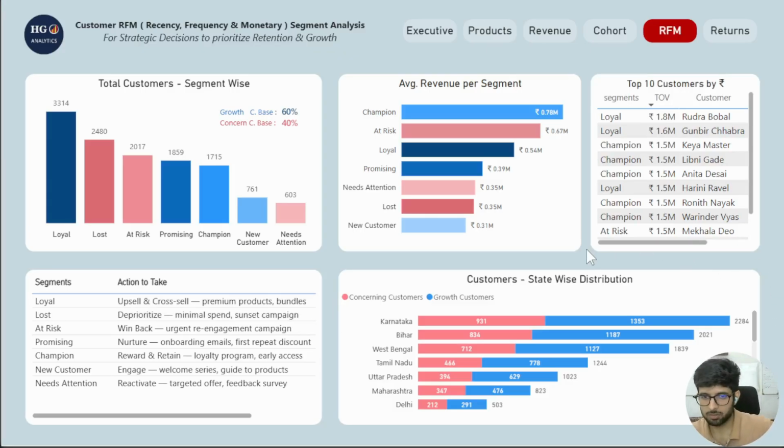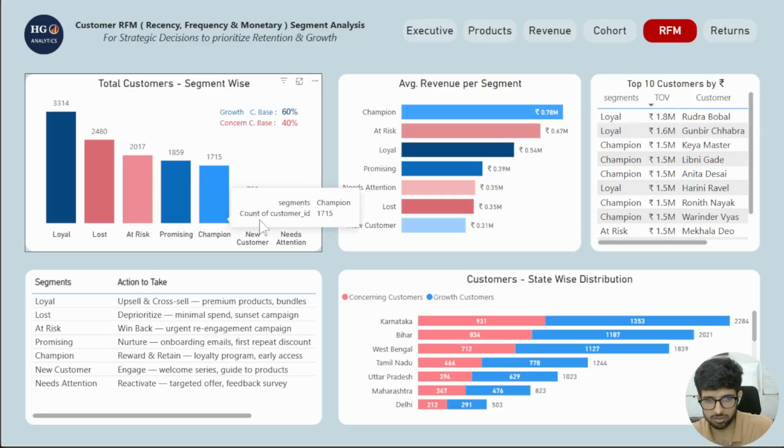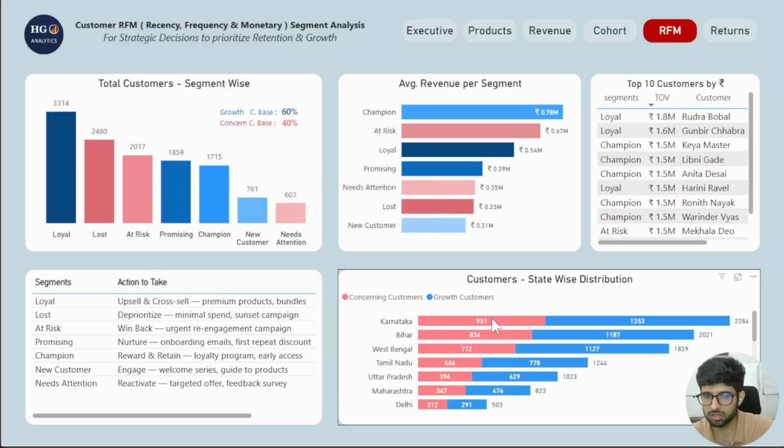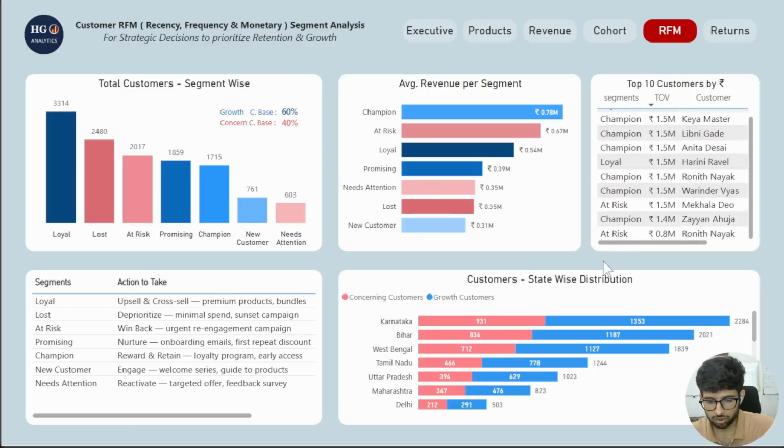Now let's talk about customer state-wise distribution. You can see Karnataka has the highest customers, while in Karnataka, 931 customers are growth customers and 1353 are concerning customers. Concerning customers again fall in these lost, at risk, needs attention. Okay, so 40% customers are concerning customers. So you can see Karnataka leads both growth and concern customers simultaneously, because obviously the largest market needs both the strongest retention effort and the most aggressive win back campaign at the same time.